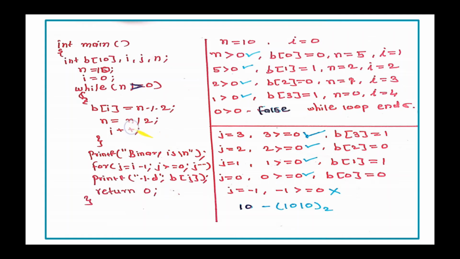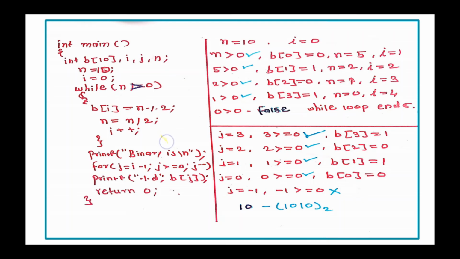Then go to the while condition again, n is greater than 0, n value 1 is greater than 0, condition is true. Then a of 3 is equal to n modulus 2, 1 modulus 2, remainder is 1. Then n is equal to n divided by 2, 1 divided by 2, result is 0, stored in the n variable. Then increment i by 1, the i value is 4.